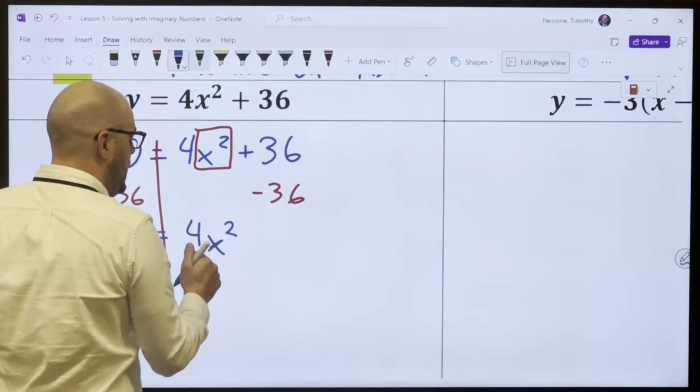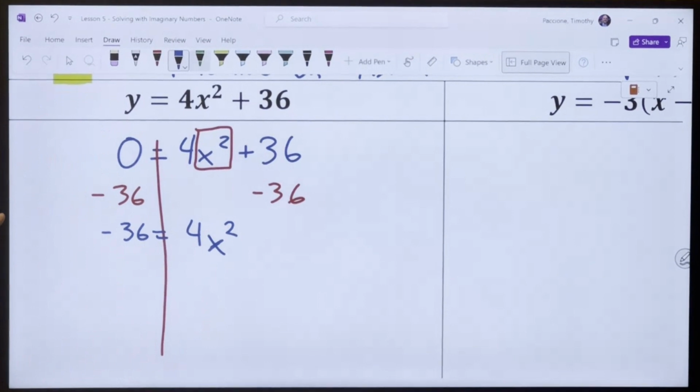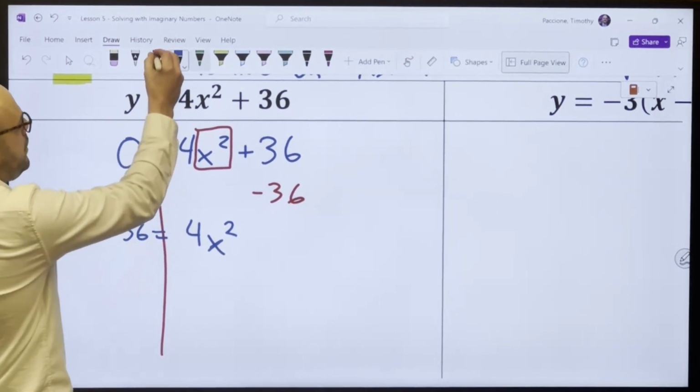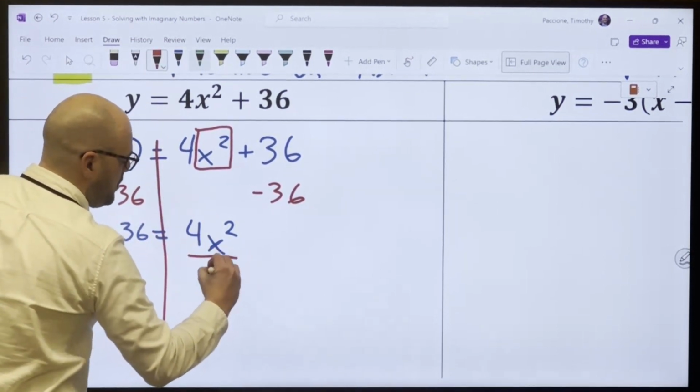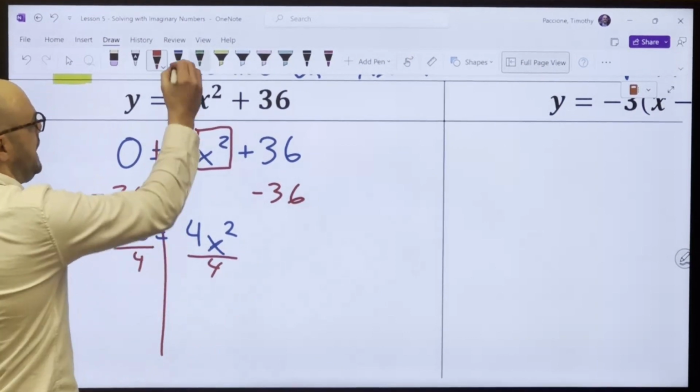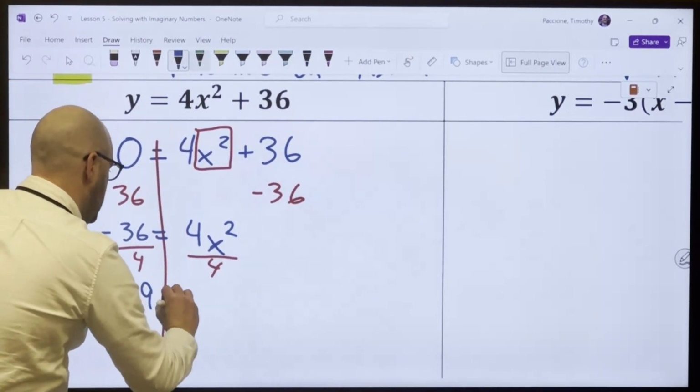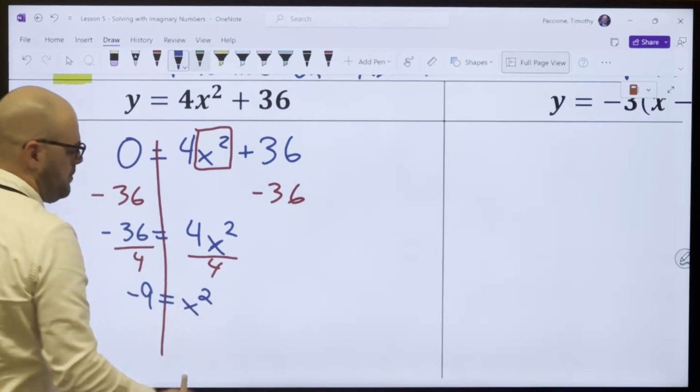Now I can tell you a mistake that a lot of students might make at this point. Oh, it's by itself now. I can square root now. Why are you shaking your head no? Yeah, it's not by itself. It doesn't have a plus or a minus, but that's not by itself. There's still a 4 there, so I got to divide by 4. And I get negative 9 equals x squared.